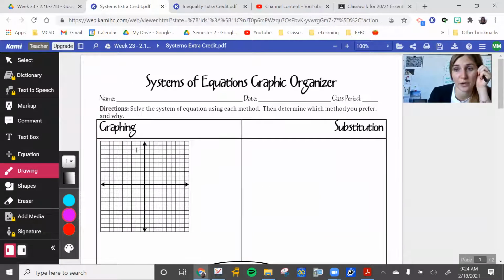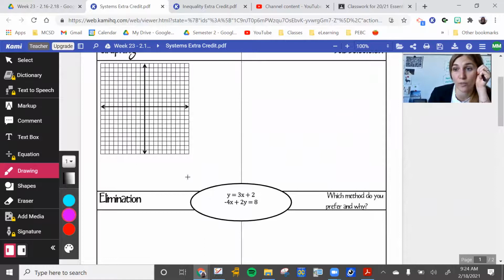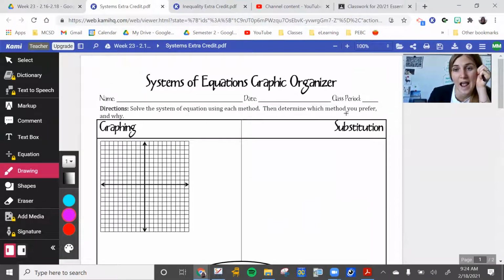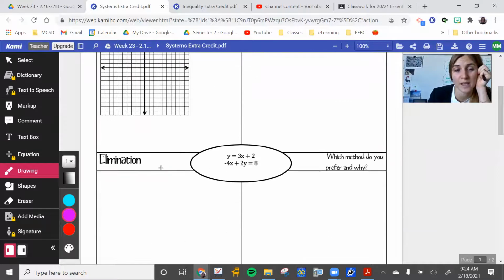You'll solve it by graphing. You're going to graph both of those equations, and then you'll solve it using substitution, and then you'll solve it using elimination.